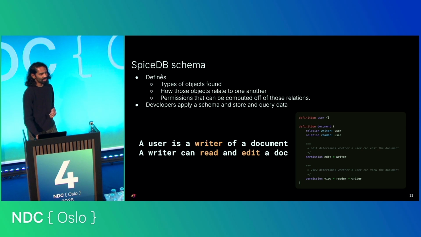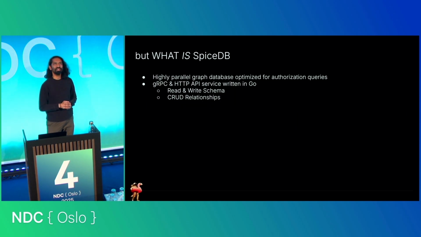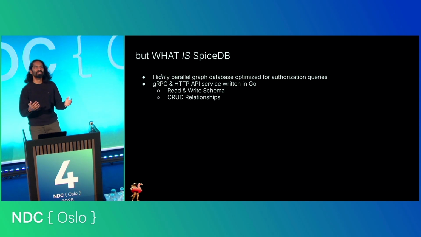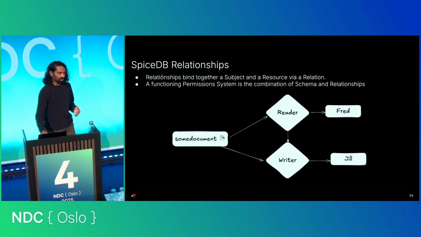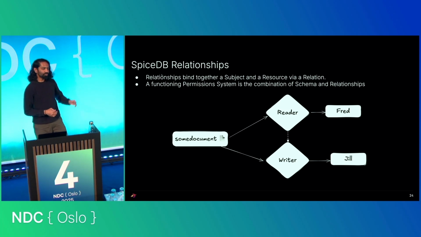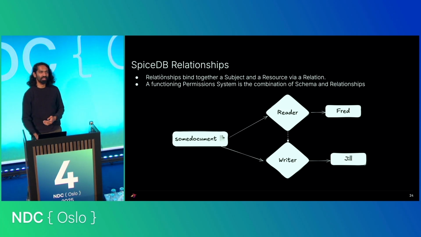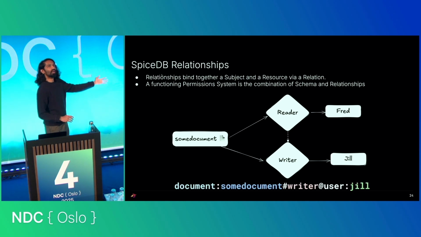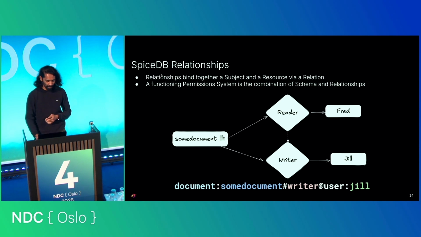Once you have a schema, essentially, you want to create, read, update, and delete relationships. Right? This is ReBAC, so the crux of everything is creating relationships. Going back to the same example, we have a document, we have readers, we have the same document, we have writers, and you represent that in a tuple. So you can create this relationship saying Jill is a writer of this document. You can delete a relationship, you can update a relationship, and so on.